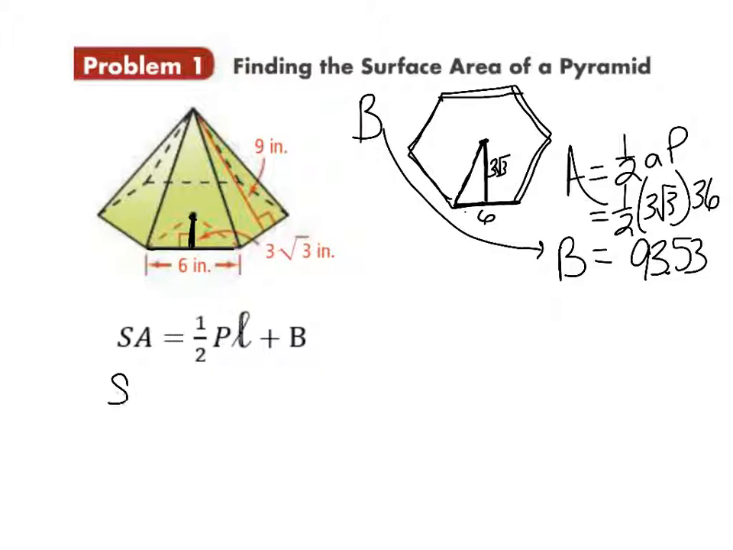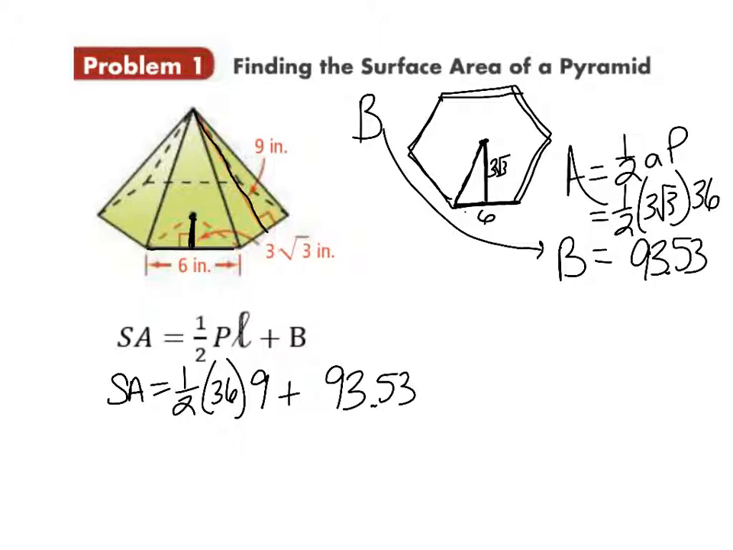So let's come down here and see if we can start filling in some stuff. 1/2, the perimeter of the base, we already found that earlier, that's 36, 6 times 6. The slant height, they give you in the picture, it's running right down the side, that's a 9. Plus the area of the base, we just found that, 93.53. Now let's type that in our calculator. And I end up with a surface area of 255 point, I don't know, 5. I guess we'll go 1 decimal place. It's area, so it's inches squared.